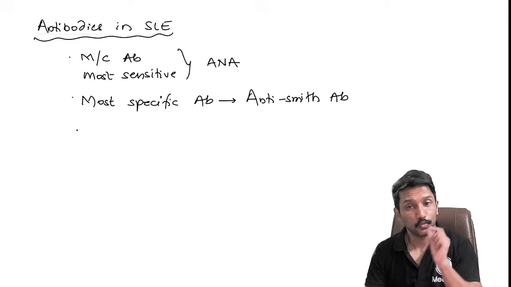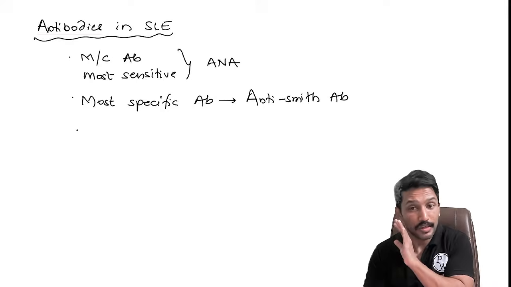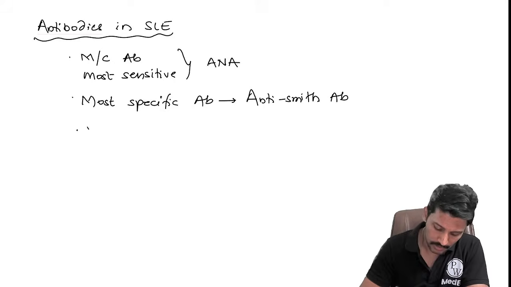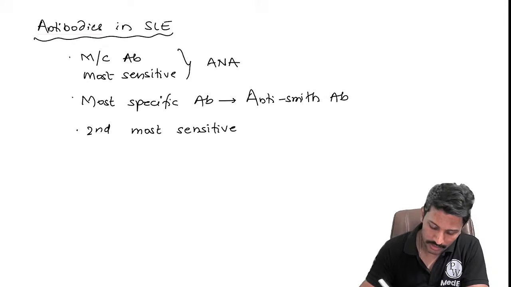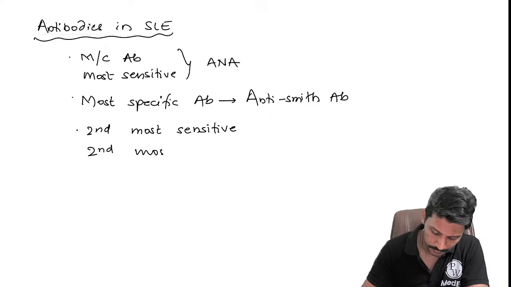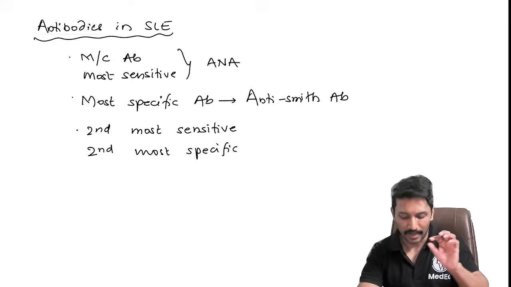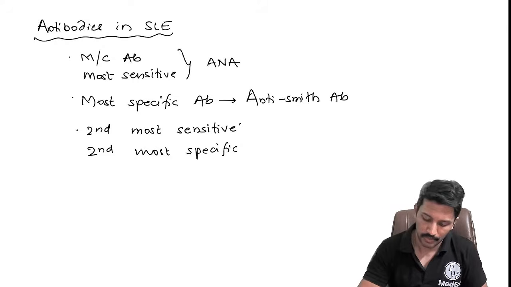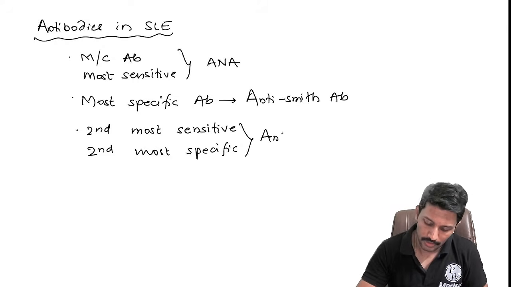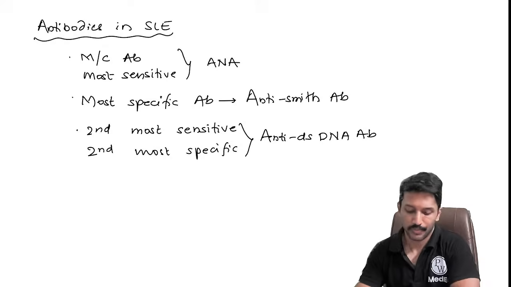But then there's one antibody which is clinically the most important antibody, which is second most sensitive after ANA in terms of sensitivity, and also second most specific. So after anti-Smith, it is the second most specific. Which one is that? It is your anti-double-stranded DNA antibodies, anti-dsDNA antibodies.